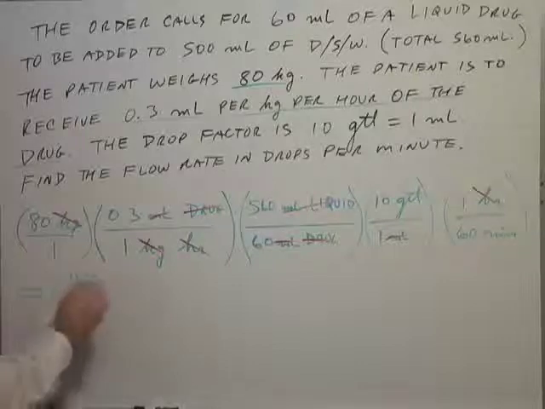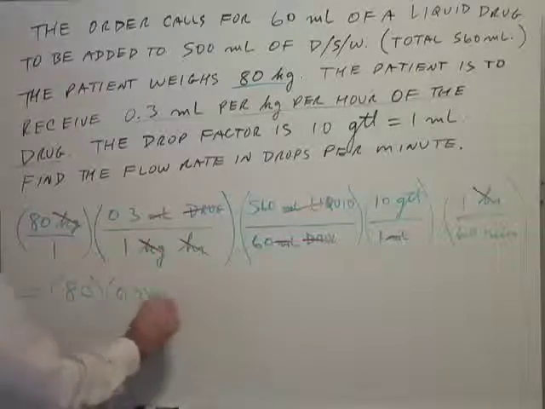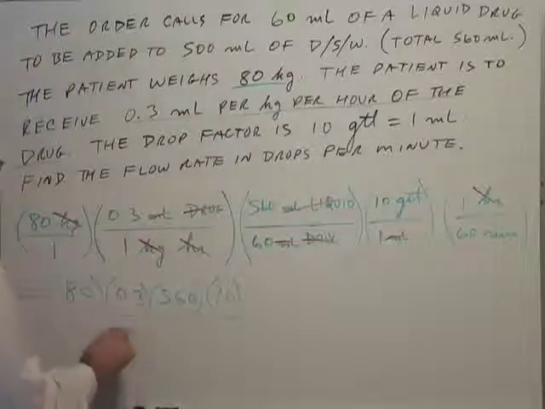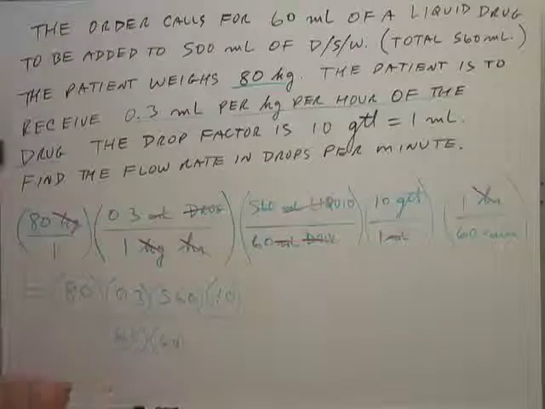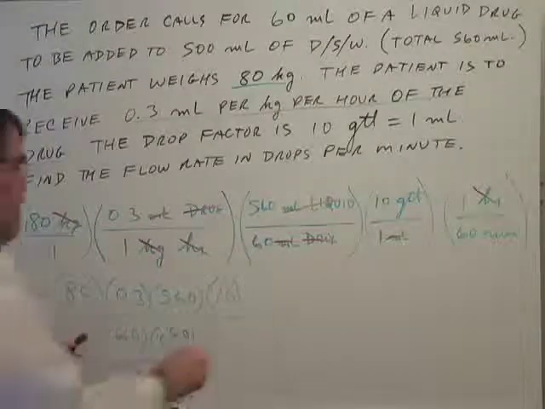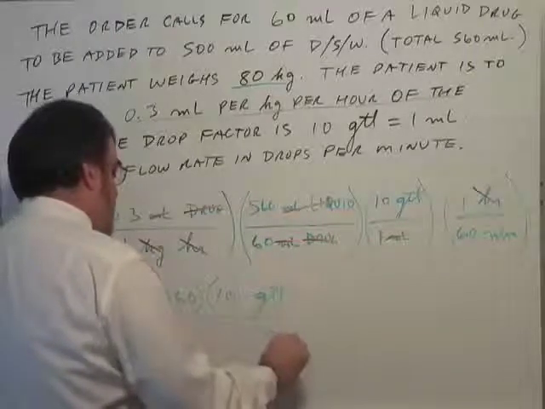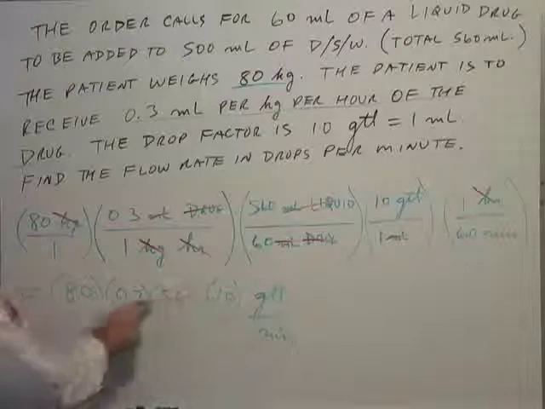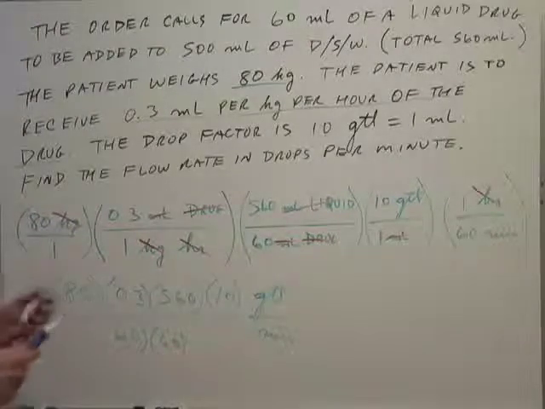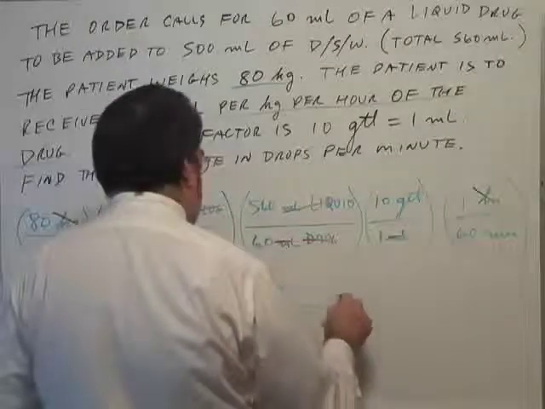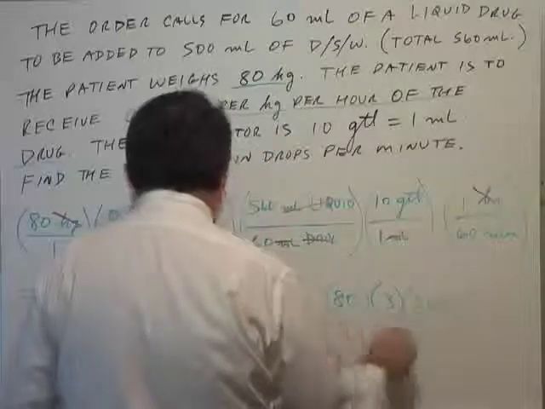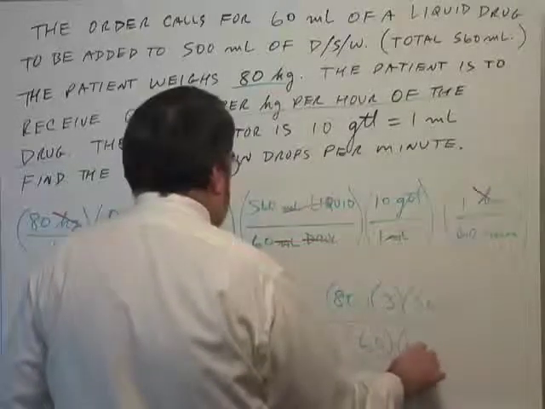This is 80 times 0.3 times 560 times 10 over 60 times 60, and it's drops per minute. So now we have a lot of arithmetic. Okay, so how about we do this? I'm going to multiply 10 times 0.3 to get 3. So I'm just going to rewrite it here so it's a little clearer in the video. 80 times 3 times 560 over 60 times 60.